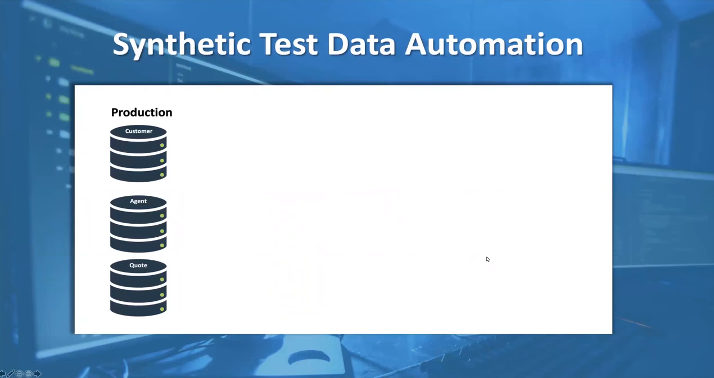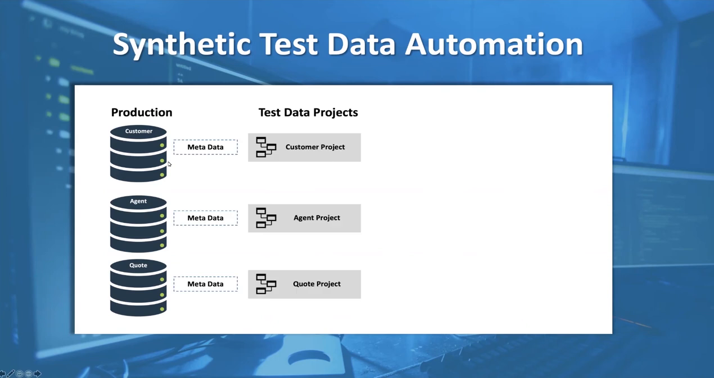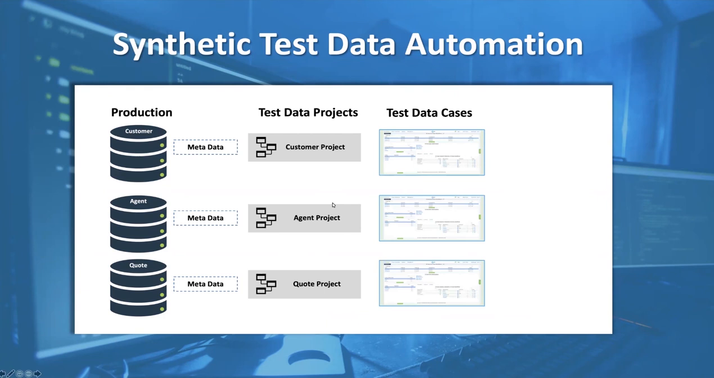So the model starts off similar, where we're looking at a production application or database or copy. But instead of using the data, we leverage the metadata. And we set up a test data project. That project becomes the template. We can version it, so we can have version 1 and version 2. And we can also lifecycle manage it so that we can stay up to date with that particular application or database.